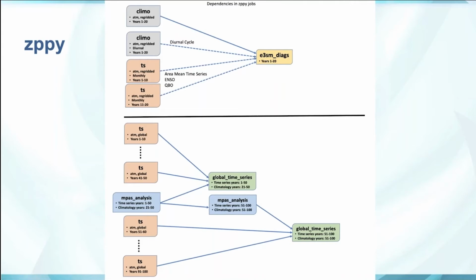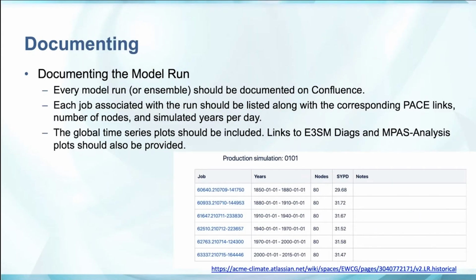Okay, next slide, please. So after everything's post-processed with Zippy, you can document the model run, and you can get started on this while it's running even. But every model run or ensemble of runs should be documented on Confluence. There should be a single Confluence page that has everything you need to know about this run or ensemble. A key thing is listing all the job information, so that's what the screenshot is here. It lists the years that are run, the simulated years per day, and those hyperlinks should be links to pace.